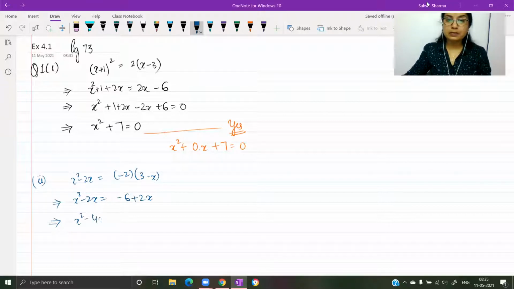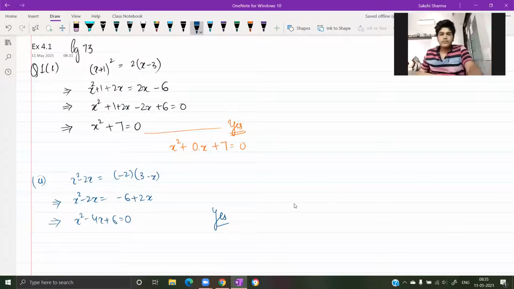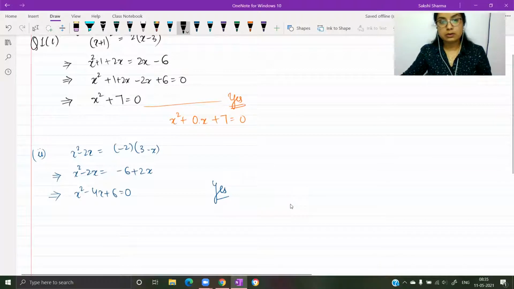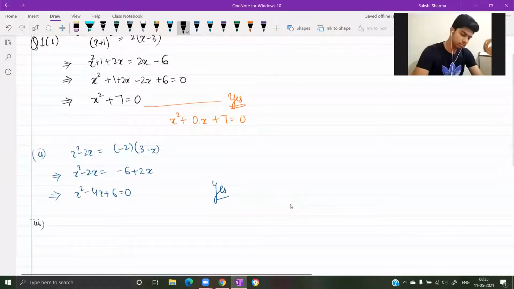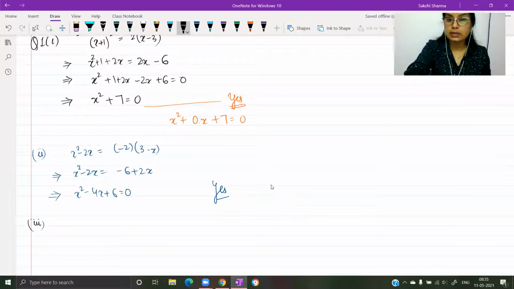Simplify x square minus 4x plus 6 equals to 0. Is the answer yes or no? Yes. In case anyone's writing down, do let me know. The rest of the students, please proceed with the next part. Try to solve and write down your answers. And remember, you have to show your work. You cannot answer directly. Don't write down yes or no. Do show your work.